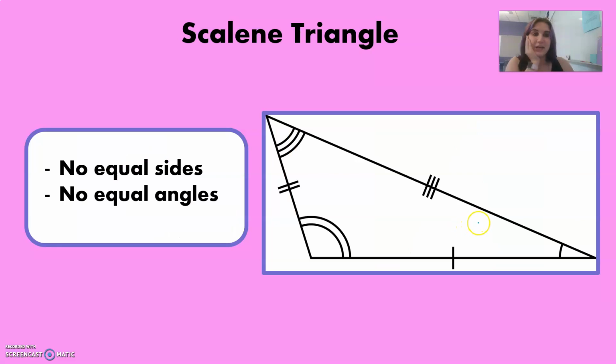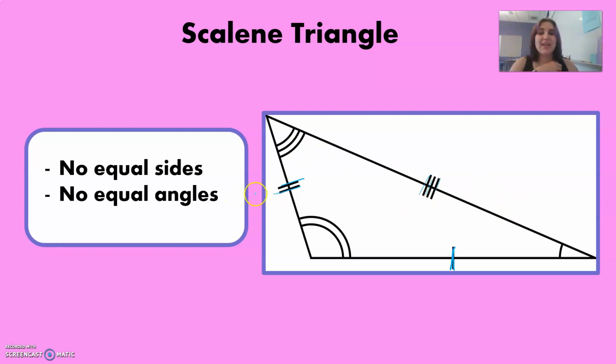And finally, the scalene triangle. The scalene triangle has no equal sides and no equal angles. Notice how on this triangle I have a lot of markings going on here. There's one mark on that side, two marks on the other side, and three marks on this side. Because they all have a different number of little markings, that tells me that those three sides are not equal to each other. They're all different sizes, even though I don't know what exactly those sizes are.